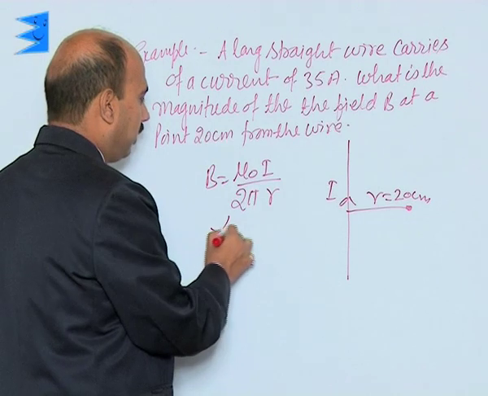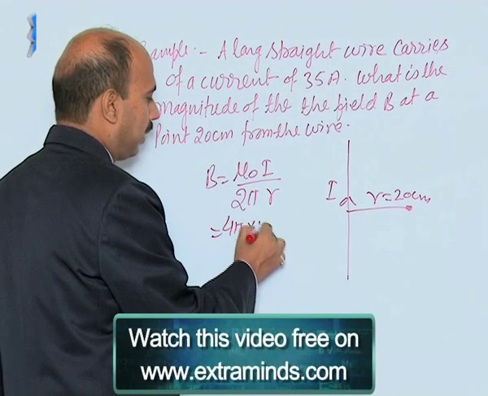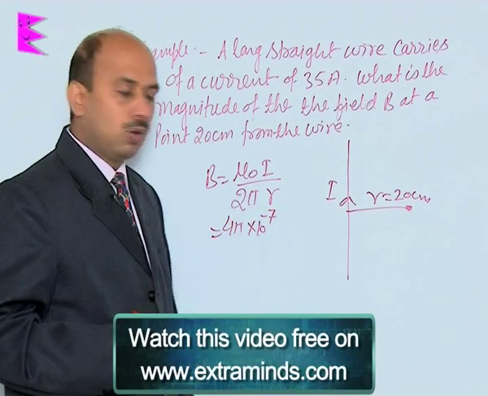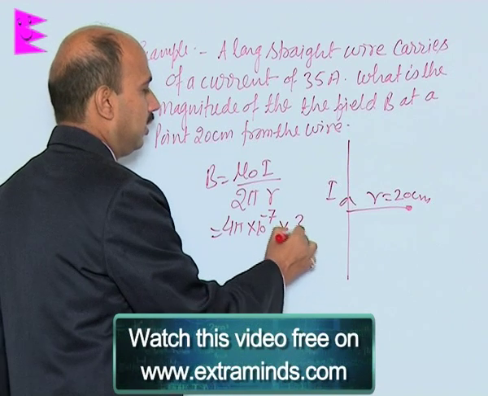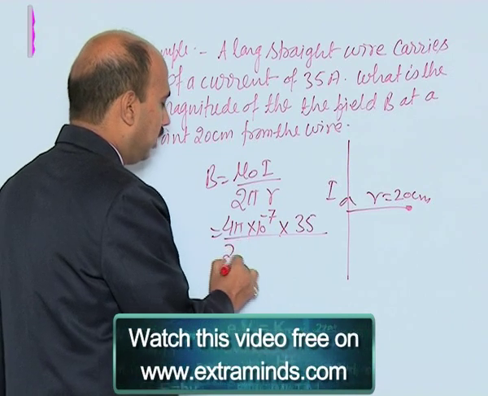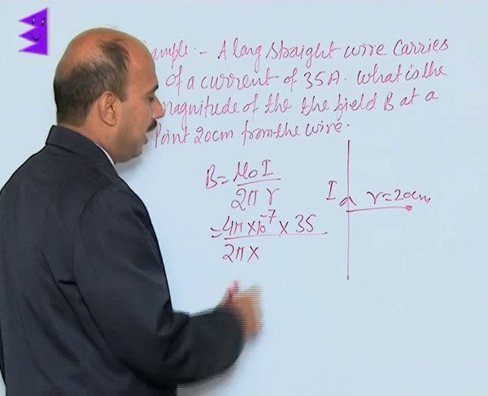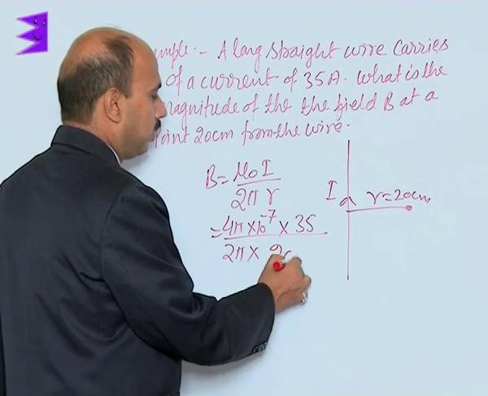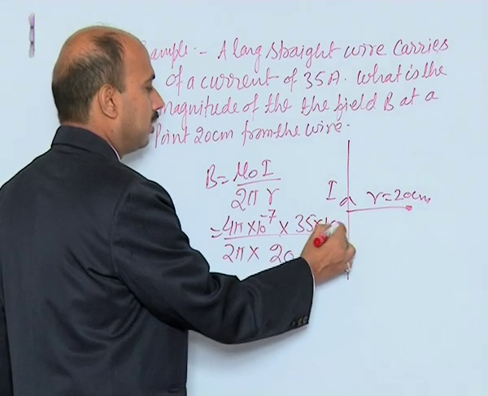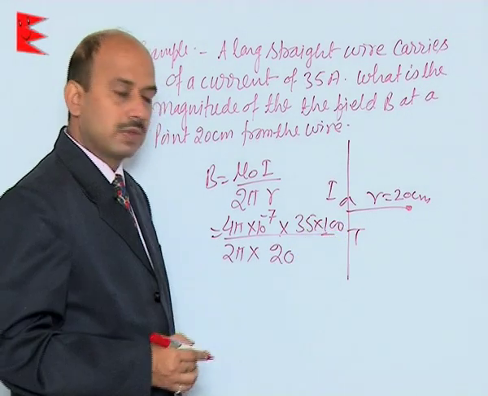So, we can write here 4 pi into 10 raised to power minus 7, that is the value of mu naught. I is 35, divided by 2 pi into R, which is here 20 centimeter. So, we can write 20 multiplied by 10 raised to power minus 2, this is in Tesla.